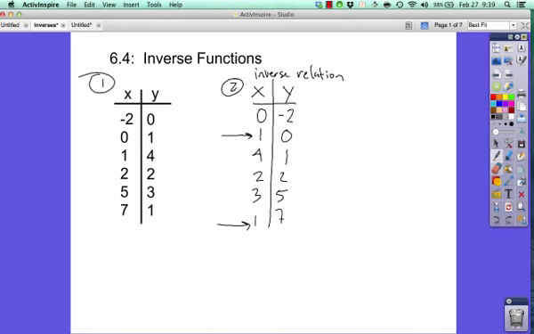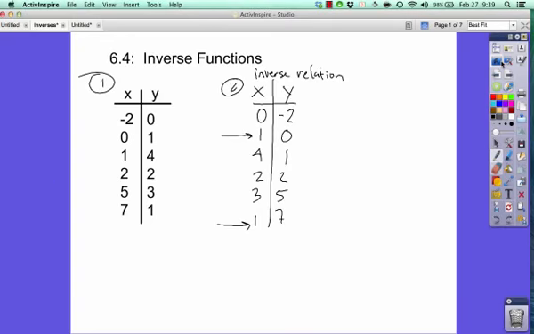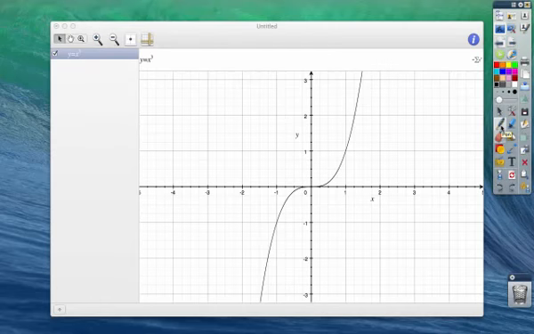So I'm going to go ahead and pull up x cubed. Okay. Let's look at an example. This is the point 1. Let's see here. It's not going to be a very good one to switch.